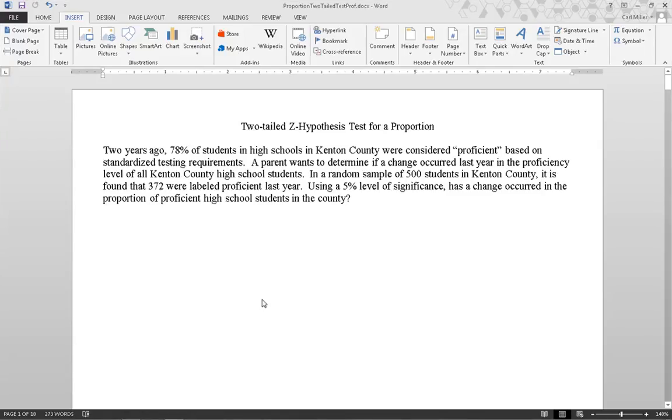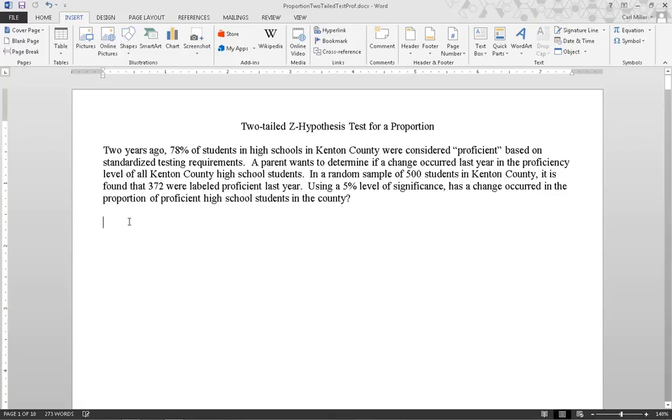Let's look at a two-tailed z-hypothesis test for a proportion. Two years ago, 78% of students in high schools in Kenton County were considered proficient based on standardized testing requirements. A parent wants to determine if a change occurred last year in the proficiency level of all Kenton County high school students. In a random sample of 500 students from Kenton County, it's found that 372 were labeled proficient last year. Using a 5% level of significance, has a change occurred in the proportion of proficient high school students in the county?